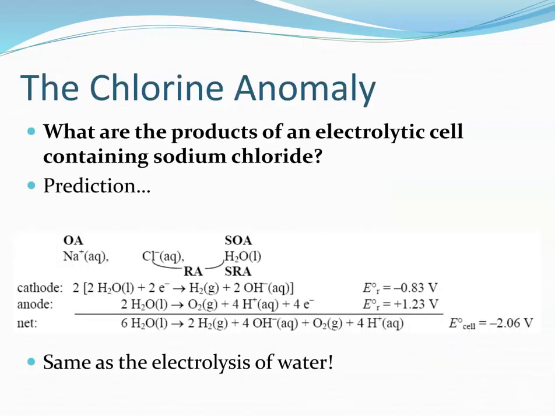There is an important exception to the rules for determining the strongest reducing and oxidizing agents. It is called the chlorine anomaly. If you have sodium chloride in solution and listed all of the entities, you would predict that water would be the strongest oxidizing agent and strongest reducing agent. This would have the same expected result as the electrolysis of water. The expected products would be hydrogen and oxygen.